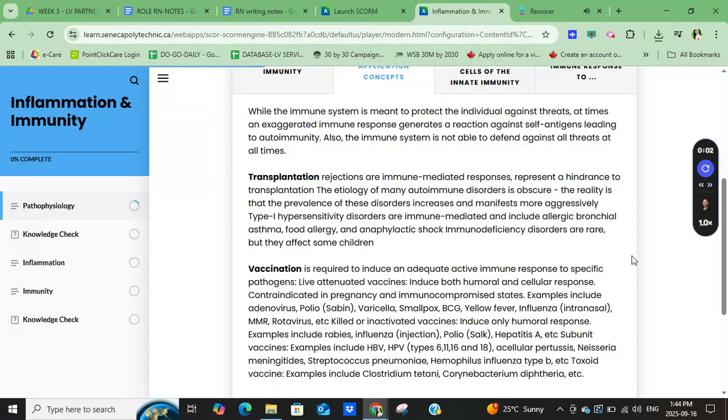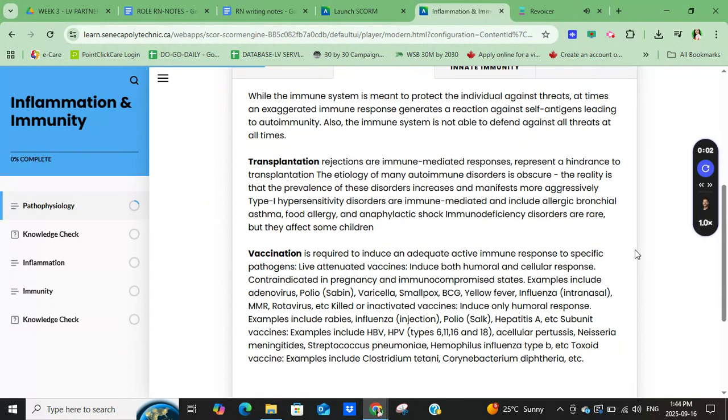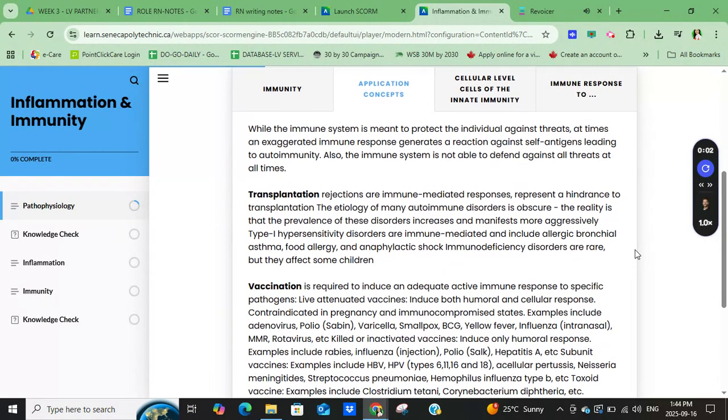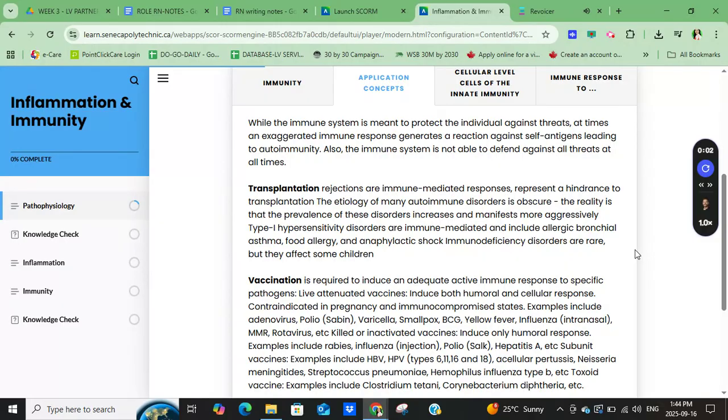Type 1 hypersensitivity disorders are immune-mediated and include allergic bronchial asthma, food allergy, and anaphylactic shock. Immunodeficiency disorders are rare, but they affect some children. Vaccination is required to induce an adequate active immune response to specific pathogens. Live-attenuated vaccines induce both humoral and cellular response, and are contraindicated in pregnancy and immunocompromised states.